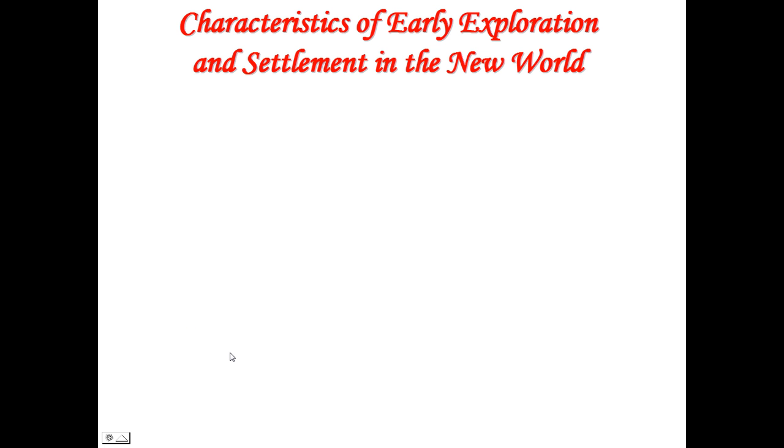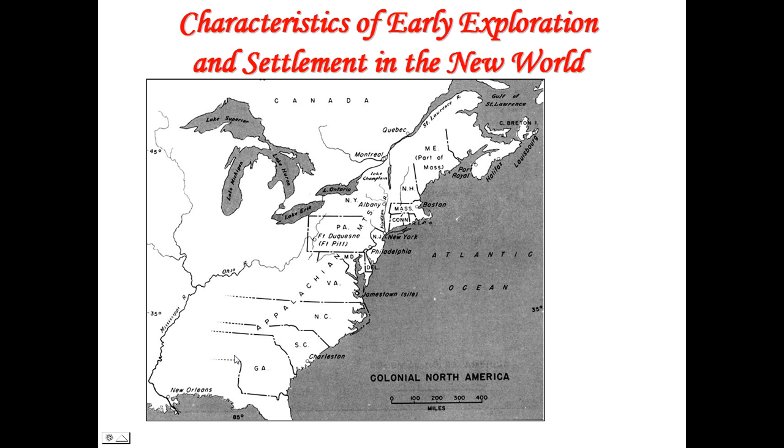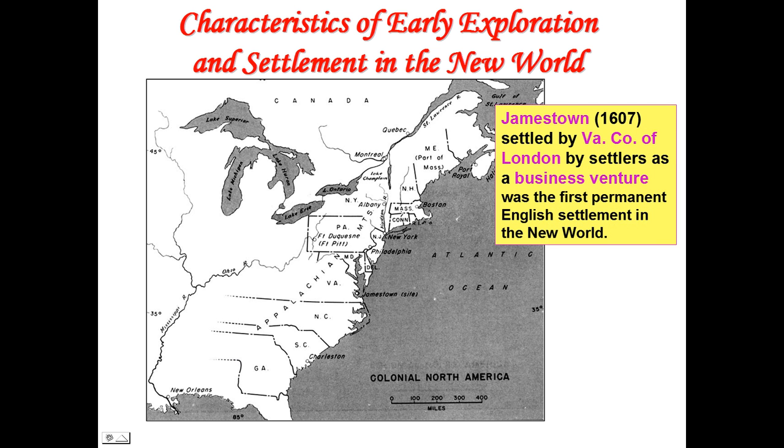Okay, this is the review PowerPoint for the early colonies. Start looking at the characteristics of the early exploration and settlement. We'll start with the very first permanent English settlement in the New World. That was Jamestown, 1607. You need to know that it was settled by a joint stock company called the Virginia Company of London, and it was a business venture.